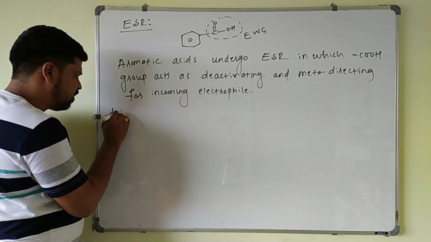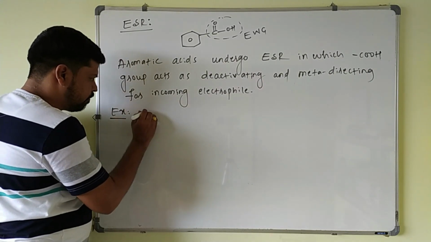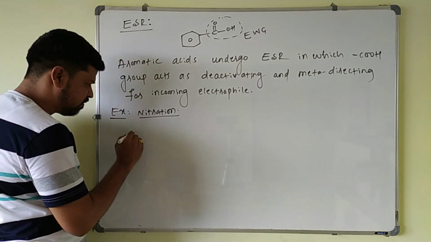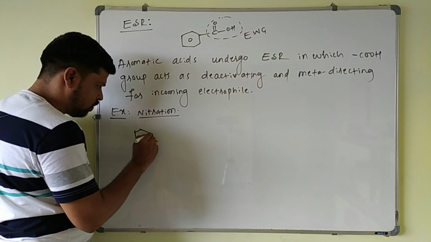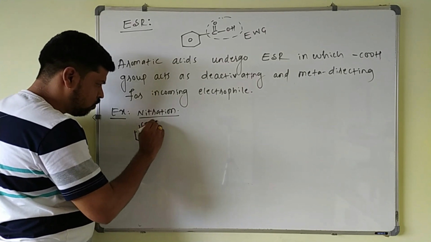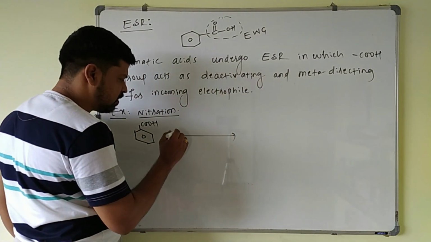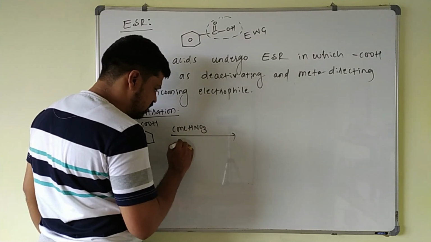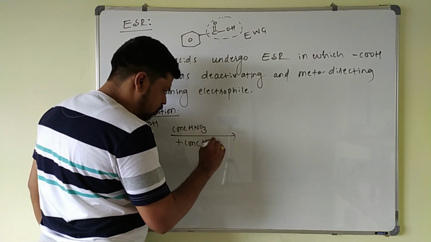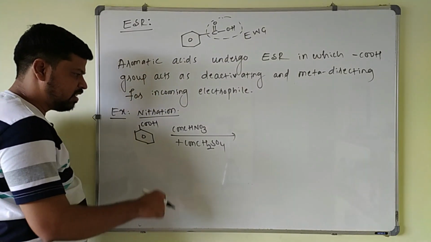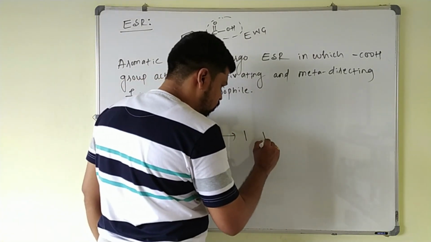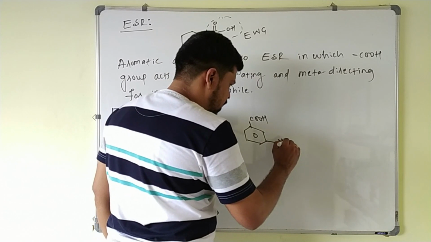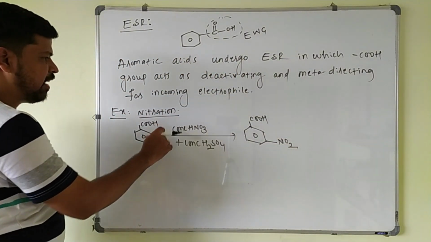First one example I will write: nitration. In the nitration of benzoic acid, this is your COOH group. This on treating with nitrating mixture, that is concentrated HNO3 plus concentrated H2SO4, one nitro group will be attached at the meta position. This is your COOH. You will get NO2 group at meta position because it is a meta directing group here.